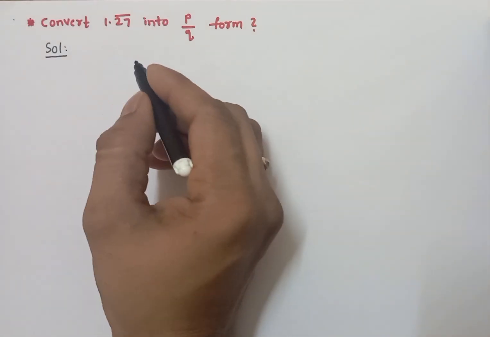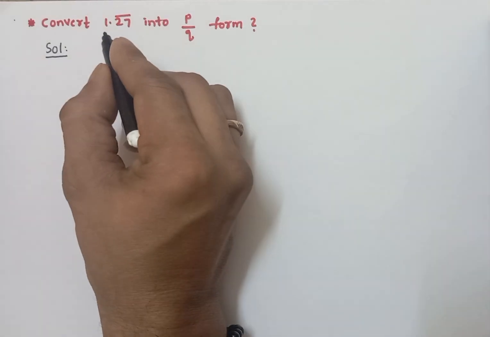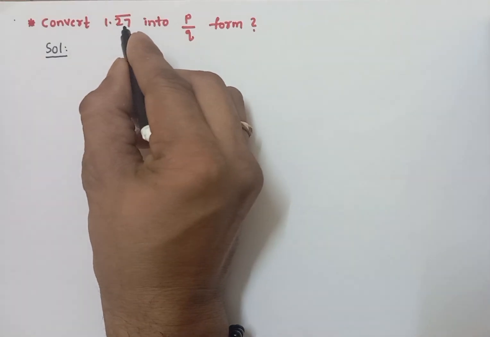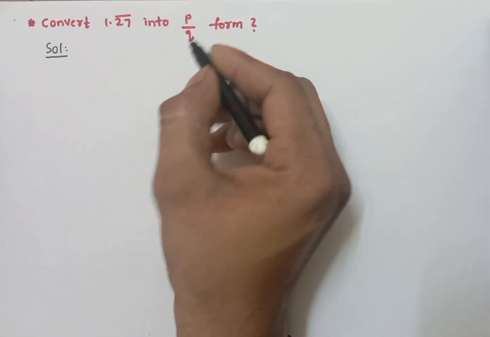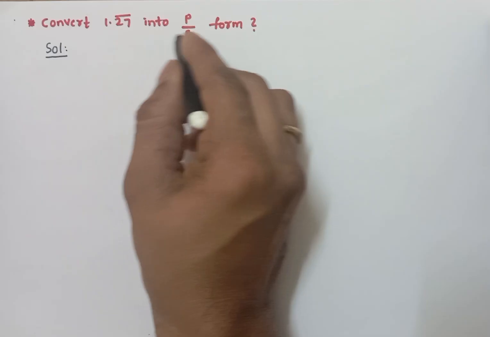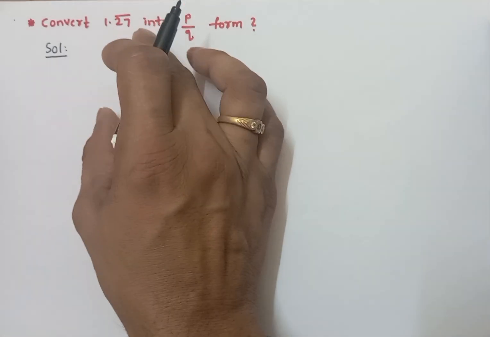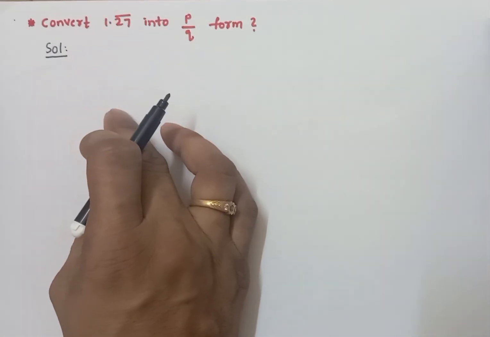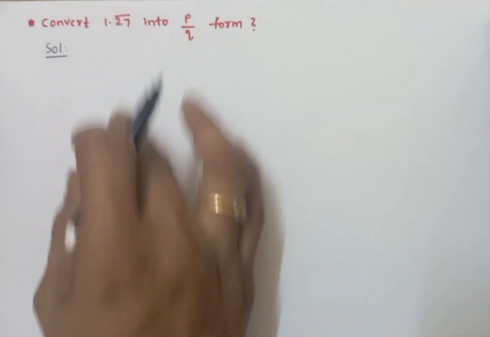Hello everyone. In this video, we will discuss how to convert a non-terminating repeating decimal into P by Q form. I'll give you the total process as well as the shortcut method for this. Let us see first how to convert this into P by Q in the full process.